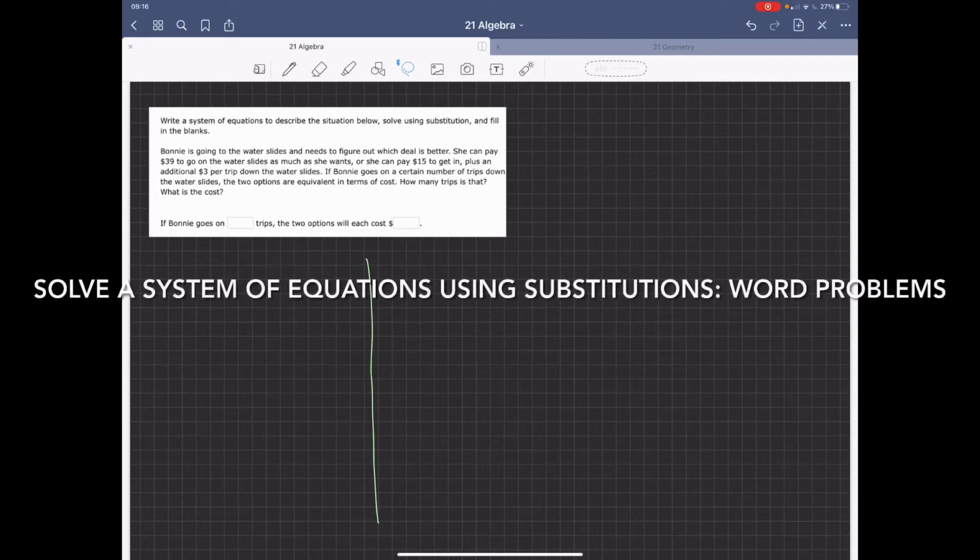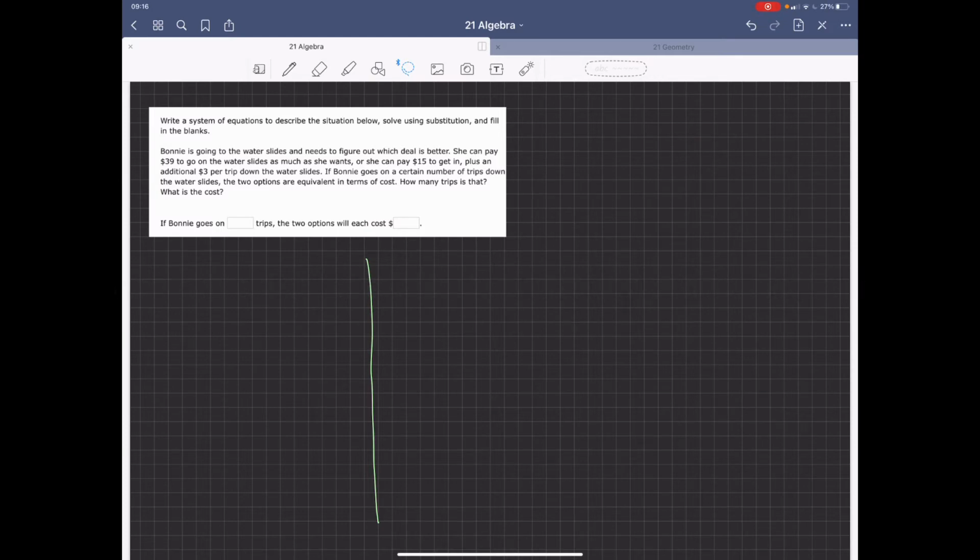All right, we're going to write a system of equations to describe the situation below, and we're going to solve using substitution and fill in the blanks. Bonnie's going to the water slides and needs to figure out which deal is better. She can pay $39 to go on the water slides as much as she wants, or she can pay $15 to get in, plus an additional $3 per trip down the water slides. If Bonnie goes on a certain number of trips down the water slides, the two options are equivalent in terms of cost. How many trips is that, and what is the cost?